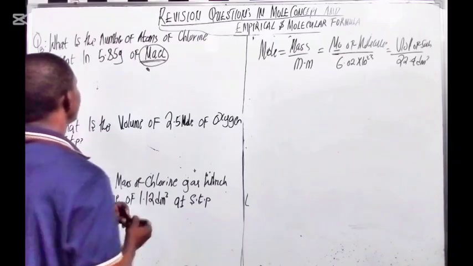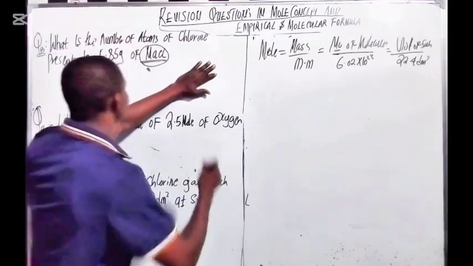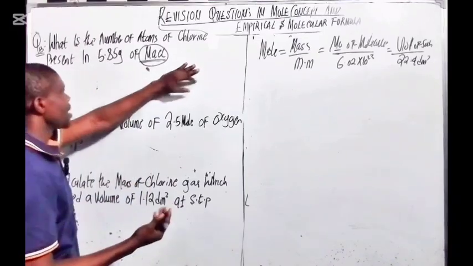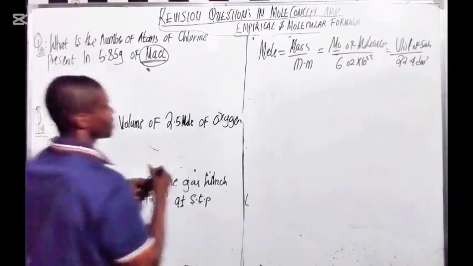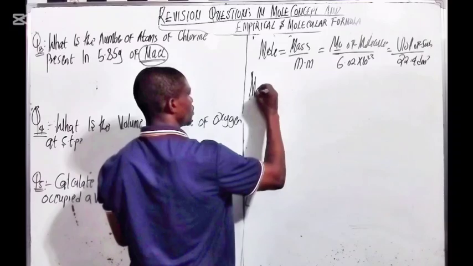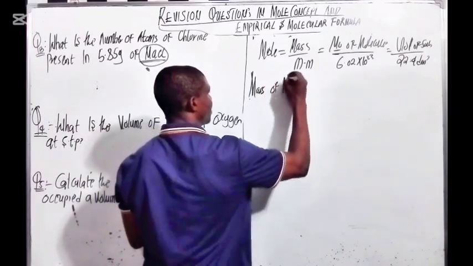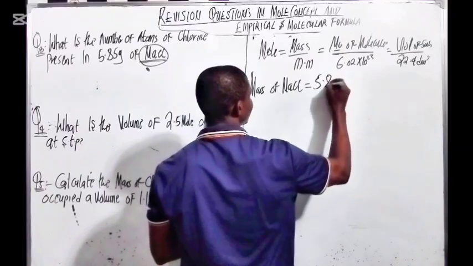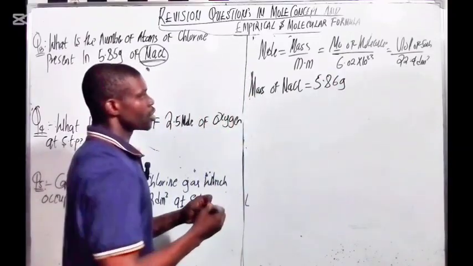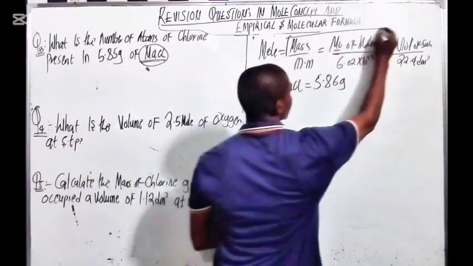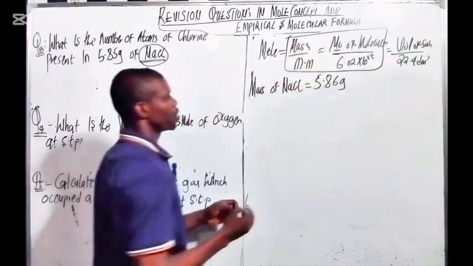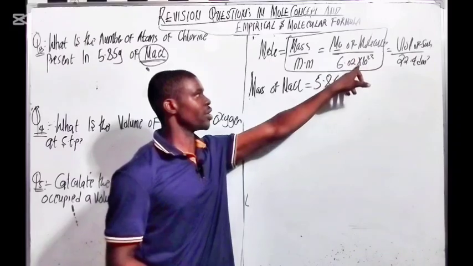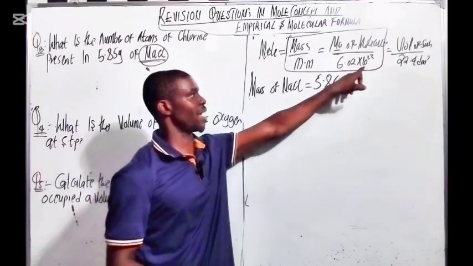If you check very well, now they ask for the number of atoms of chlorine in the compound, right? Before that you have to calculate the molecules, and they gave the mass. They gave you the mass of NaCl, which is equal to 5.85 gram. Okay. So I want to use this formula here, right? So it's going to be mass per molar mass equals number of molecules over 6.02 times 10 to the power 23.